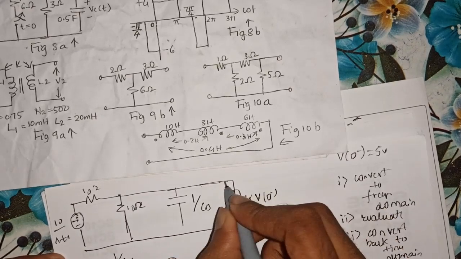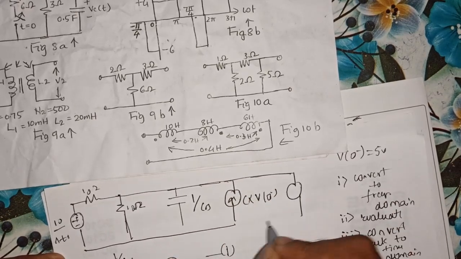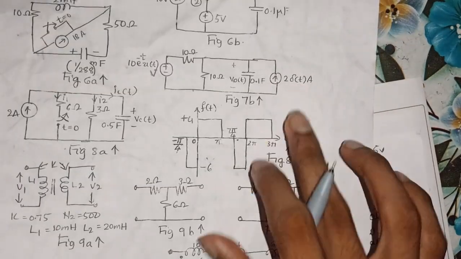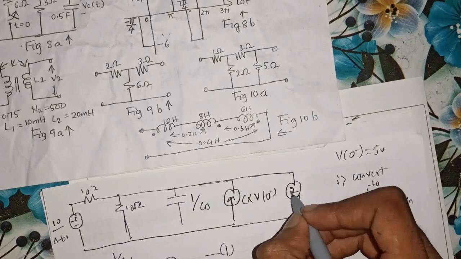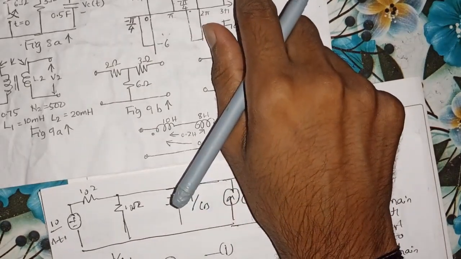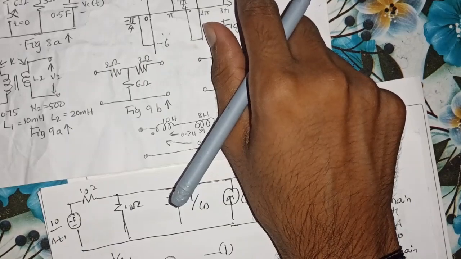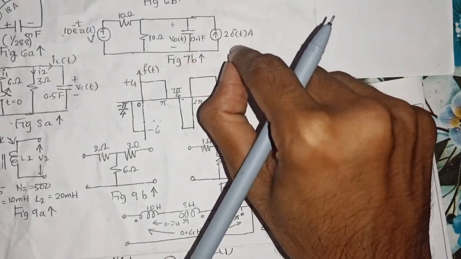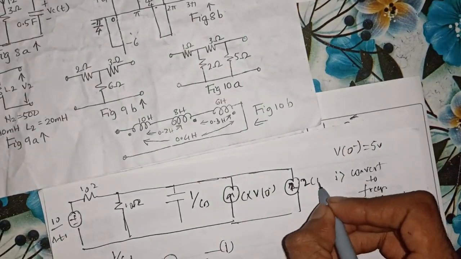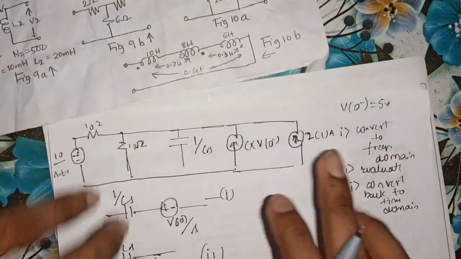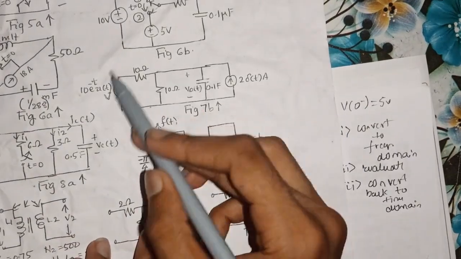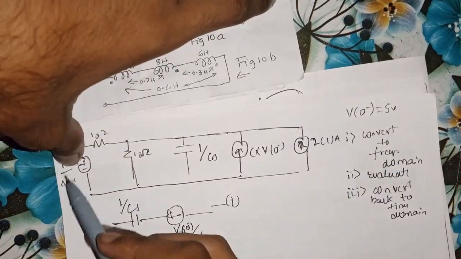And now 2 into delta of t, which will be current source 2 as it is, because the Laplace transform of the unit impulse function is 1. This is the representation of the unit impulse function as delta of t, which will be equal to 1 ampere. Yes, so we have successfully converted our time domain circuit into a frequency domain circuit containing S parameters.